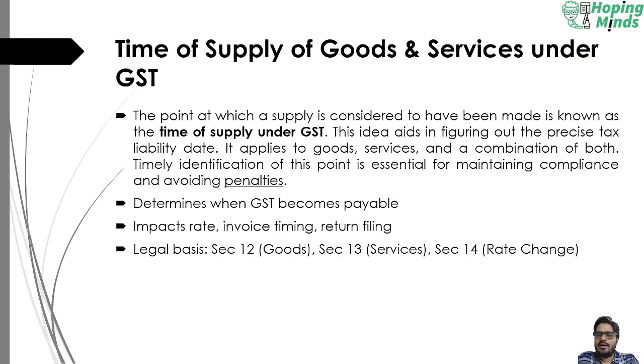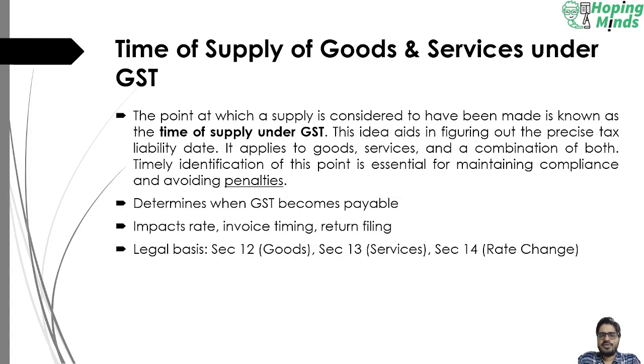Then we learned the different types of supplies like taxable and exempt supplies, then interstate and intrastate supplies, then composite and mixed supplies. We also learned about the difference between composite and mixed supplies, then continuous supplies and zero rated supplies. So let us now proceed with today's session.